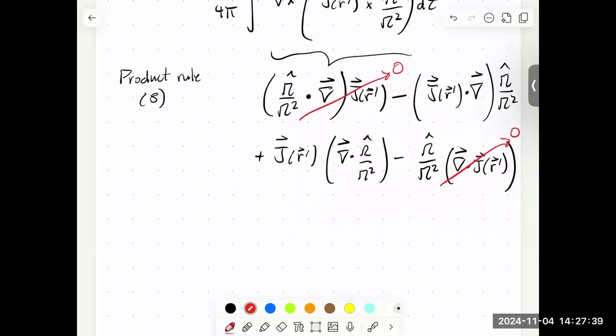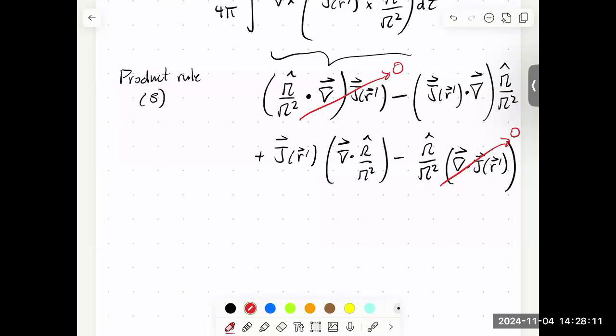Someone already said something about them. Where have we seen this before? Does anyone remember? What is like this r hat over r squared? That's kind of like the electric field of a point charge, right? What was the divergence of a point charge? Yeah, it's electrostatics. Where was that divergence non-zero?